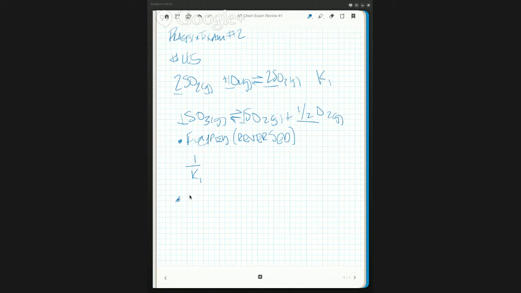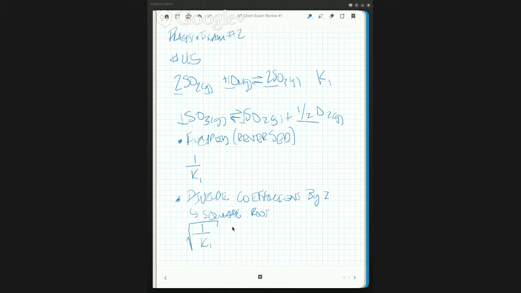Which means that basically we divided the coefficients by 2, so you take the square root of the whole thing. Okay, so you have to square root the whole thing, just like that.